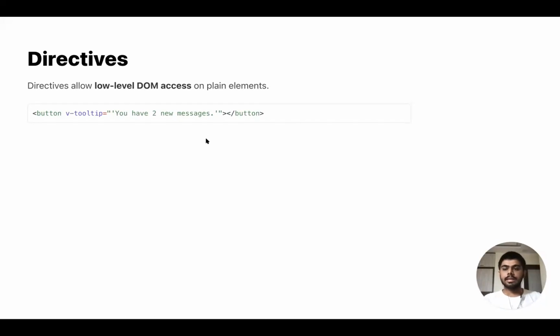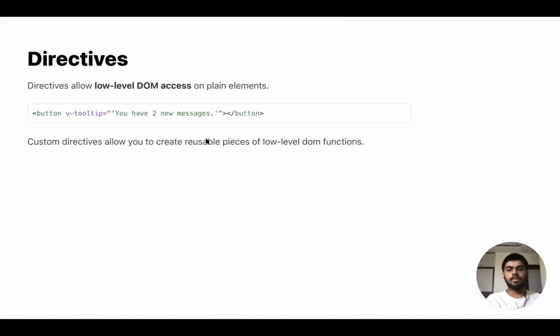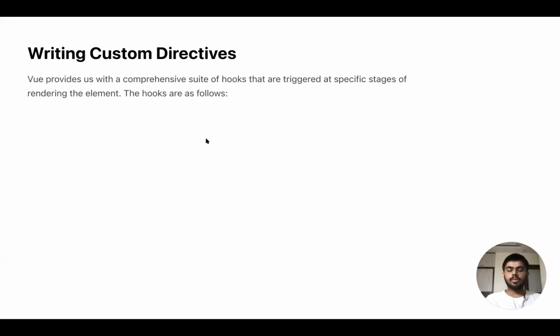You might have used something like v-tooltip. This is a very popular tooltip library, which is a wrapper for Popper.js. And what this essentially means is that you can actually write custom directives, which will be a reusable form of these low-level DOM functions, right? And for writing custom directives, Vue provides a nice set of hooks that are run on the various life cycles of a component event.